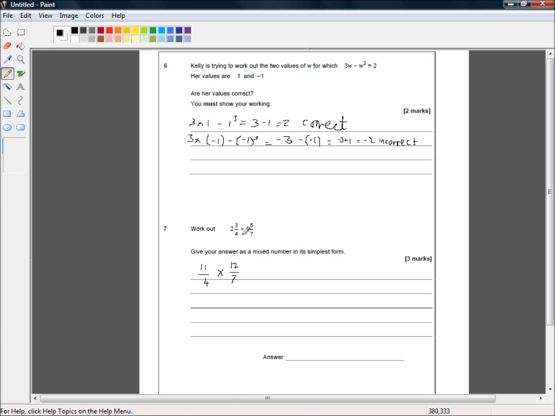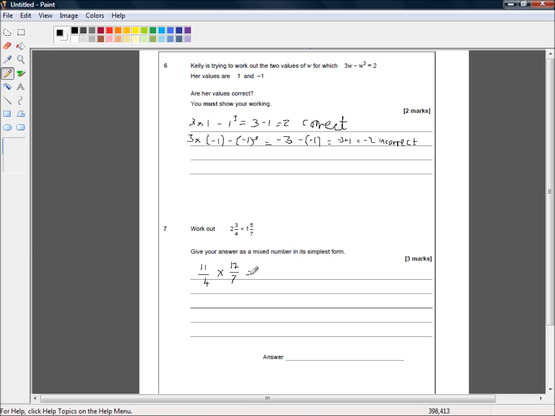And the way to think about this, if you didn't know that, is just simply say, okay, 2 3/4. The number 2 is the same as 8 quarters. 8 quarters plus 3/4 is 11 quarters. And the number 1 is the same as 7 sevenths. 7 sevenths plus 5 sevenths is 12 sevenths.